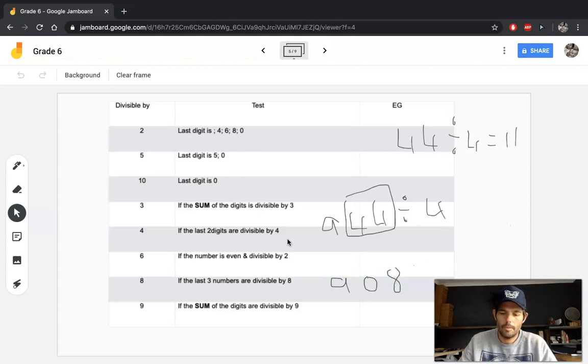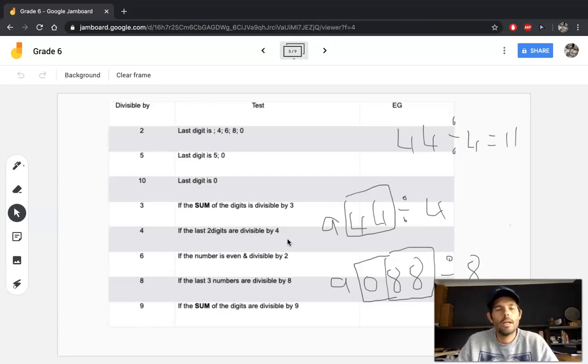9,088, divide that by 8. I know that 88 is divisible by 8. If I take the last 3 numbers, it's still 88, which is divisible by 8, giving 11. So therefore that whole number of 9,088 can be divided by 8.